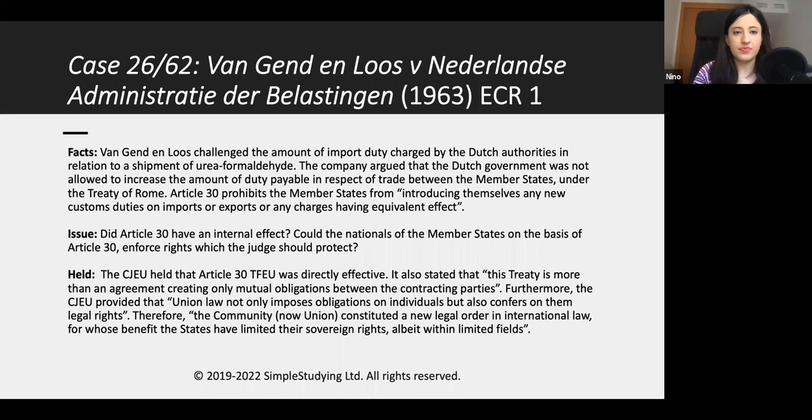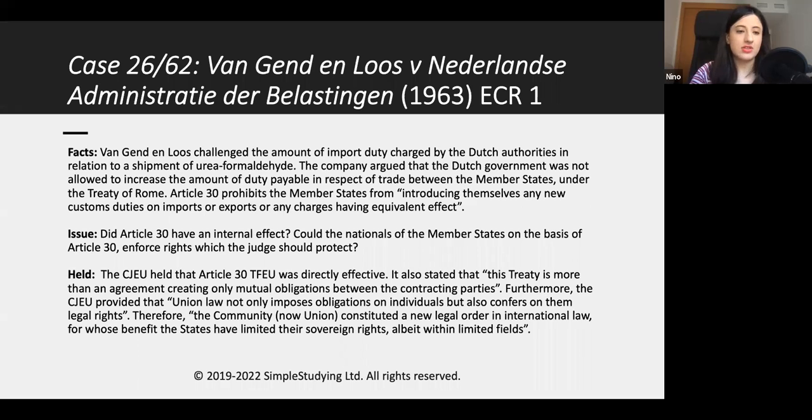In Van Gend en Loos, the company challenged the amount of import duty charged by the Dutch authorities in relation to a shipment. The company argued that the Dutch government was not allowed to increase the amount of duty payable in respect of trade between the member states under the Treaty of Rome. Article 30 prohibits the member states from introducing themselves any new customs duties on imports or exports or any charges having equivalent effect. The Court of Justice held that Article 30 was directly effective.